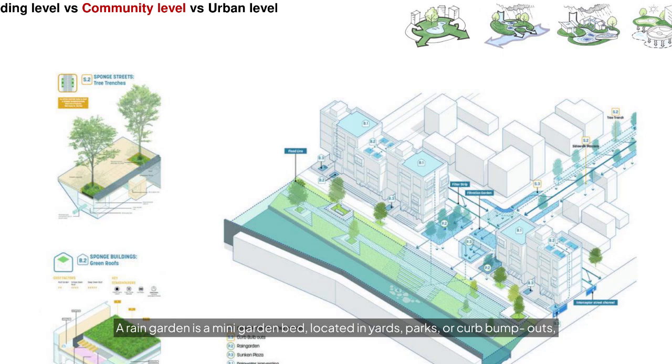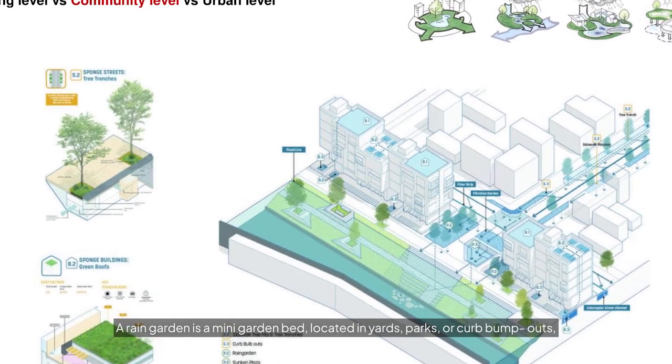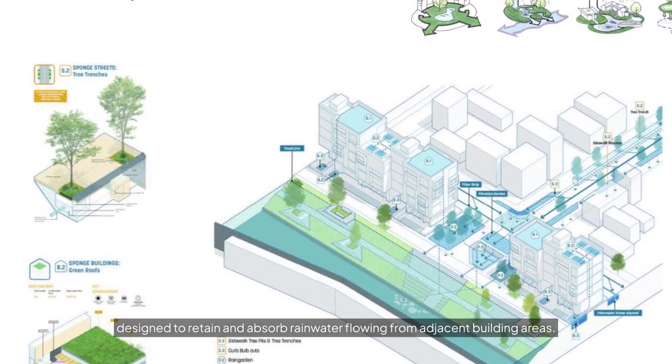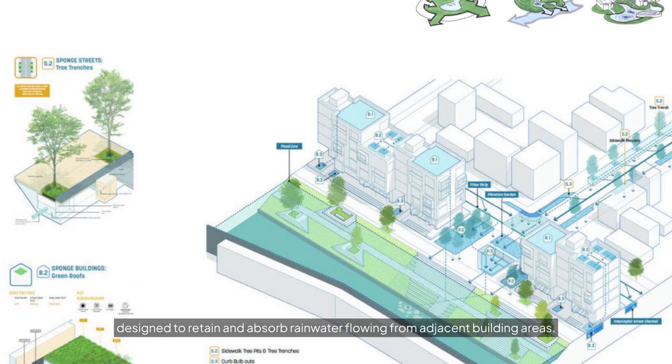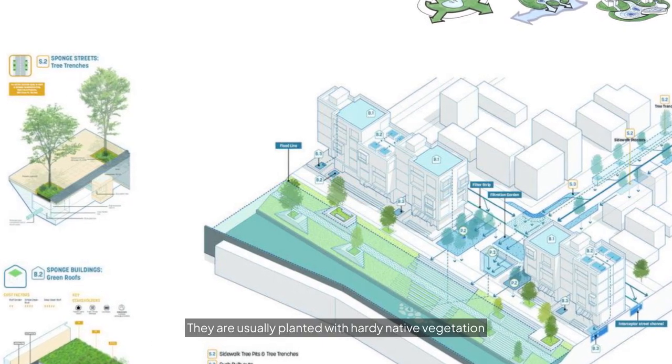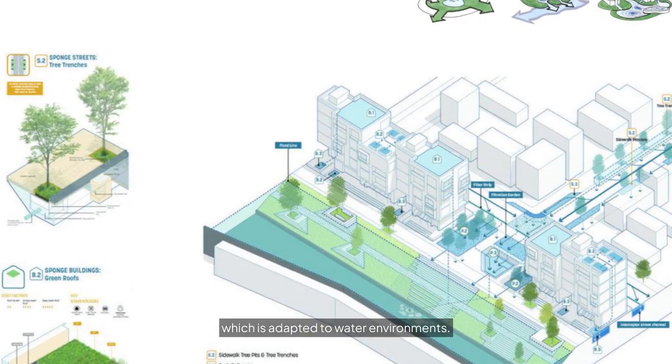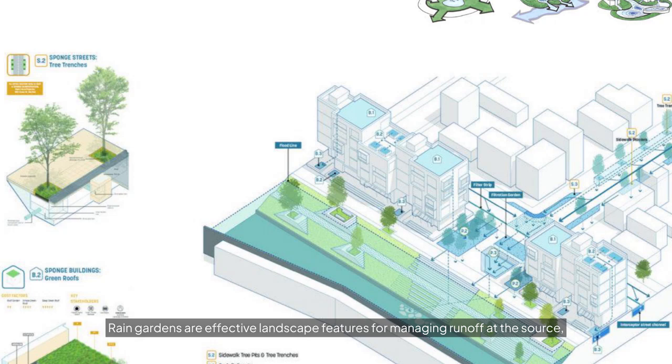A rain garden is a mini garden bed located in yards, parks, or curb bump outs designed to retain and absorb rainwater flowing from adjacent building areas. They are usually planted with hardy native vegetation, which is adapted to water environments. Rain gardens are effective landscape features for managing runoff at the source. Even one at a street corner can retain thousands of liters of water.